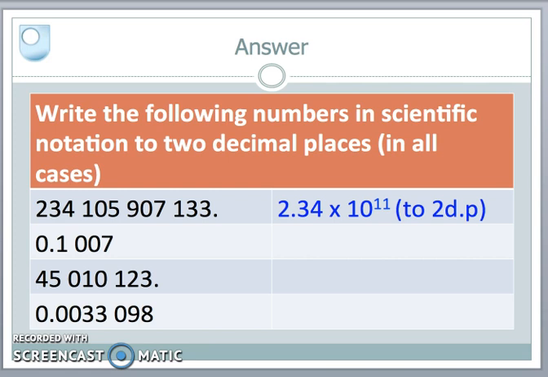So I'm left with 2.34 times 10 to the power of 11, because 11 is the number of times I've moved that decimal point. When I round numbers, I always represent them afterwards by showing the level of rounding. So in this case, I'm going to put in brackets after my number to 2 decimal places. My next number is 0.1.